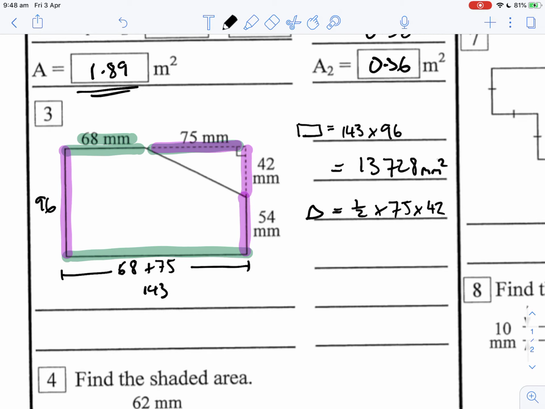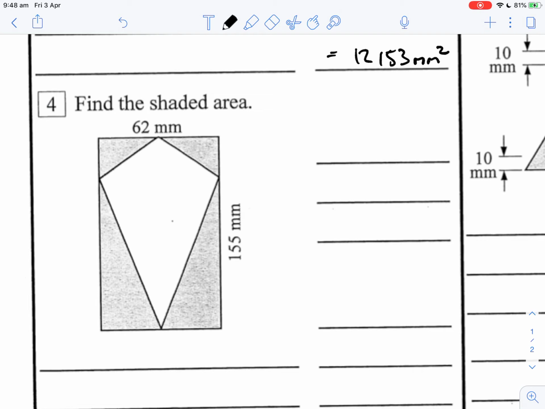So that would give me an answer for the triangle of 1,575. So my overall area would be the area of the rectangle, the 13,728, take away the area of the triangle in the corner. So I'll just pop that through. And that would give me an area altogether of 12,153 millimetres squared.